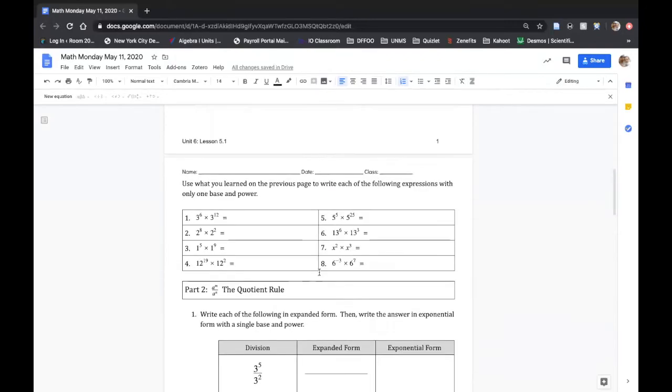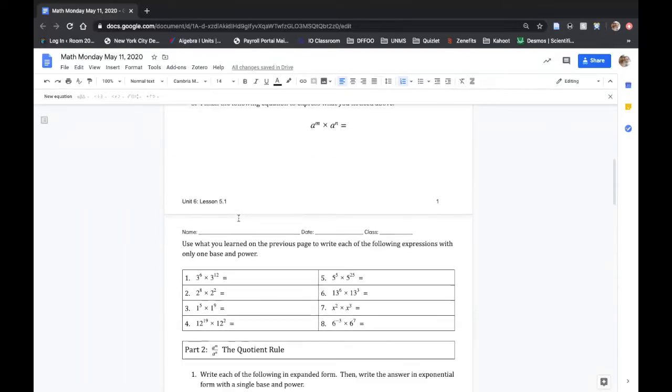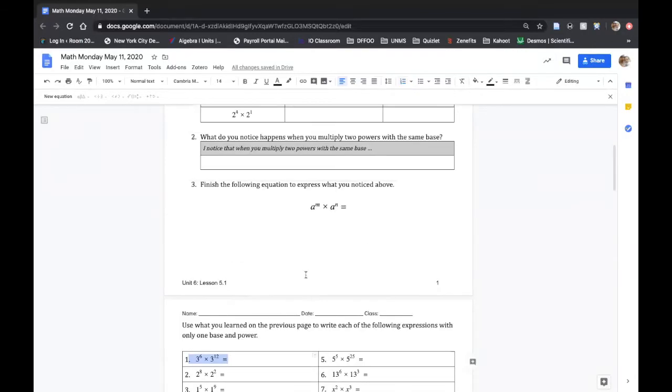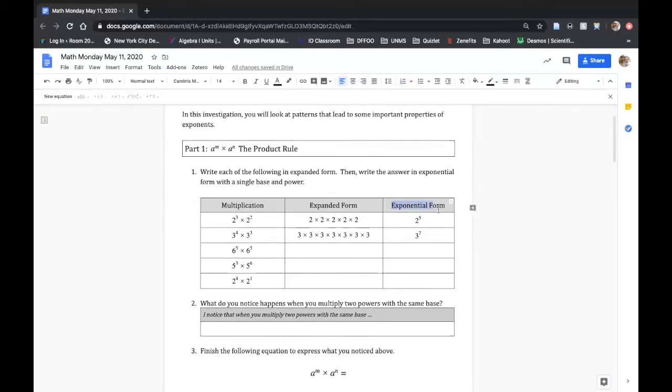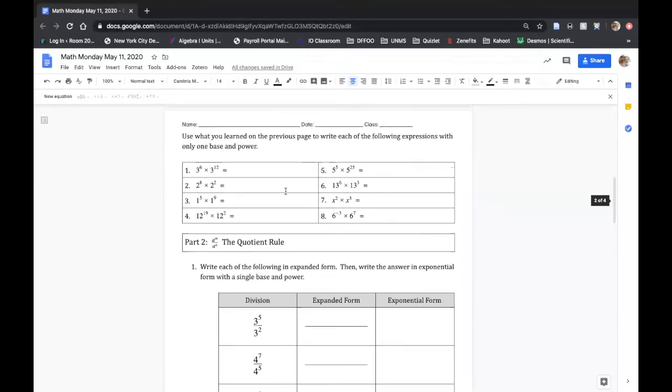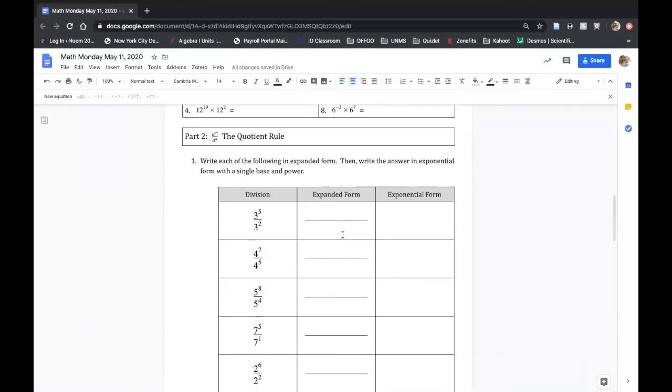Now, next part, it says use what you learned on the previous page to write each of the following expressions with only one base and power. So the idea for this one is to go straight from this form, using what you learned, to the exponential form, right? Skipping this middle step of expanding it all out. Once you're done with that, we're heading into the quotient rule.